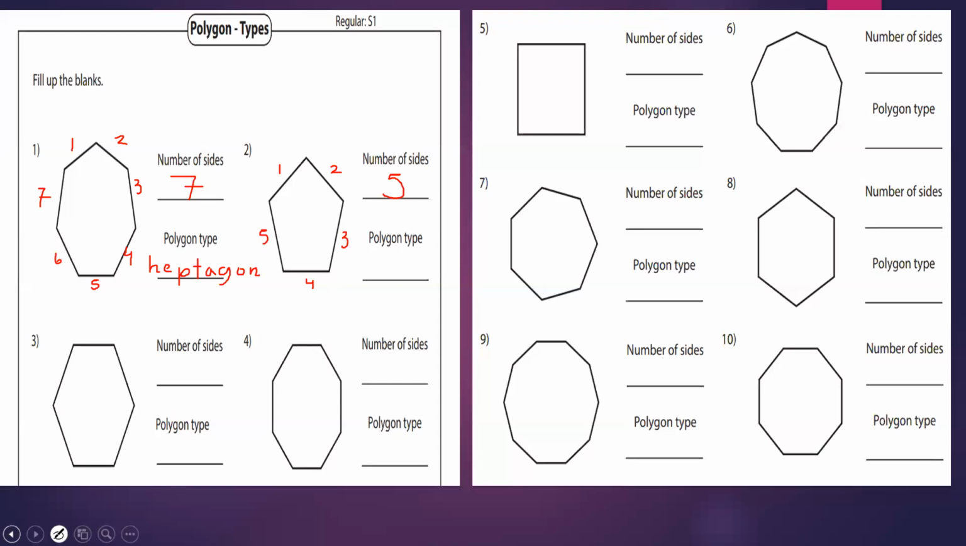Demarion, I'm talking to you. No, I want Demarion to talk. I can hear you now. What is the name of the polygon that has 5 sides? Pentagon. So pentagon, that's P-E-N-T-A-G-O-N. Did anyone else get pentagon for the answer? Yes, sir. Very good.